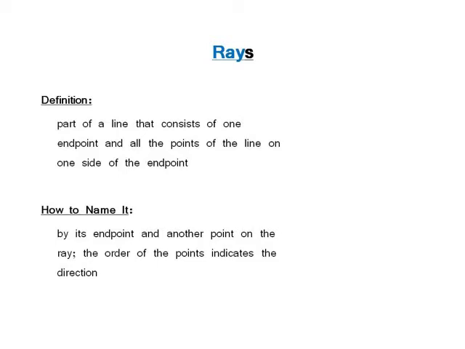Now let's talk about rays, part of a line that consists of 1 endpoint and all the points of the line on the one side of the endpoint. So with a ray, what you want to think about is kind of like an arrow. It starts somewhere with an arrow on the end. We're going to call this A. And in order to name a line, you've got to have 2 points. So let's just put another point on there. And so if I was going to name it, you put an endpoint and then another point that is on the line. It's very important that this first one is your endpoint because it tells you where it starts and then which way it's going.